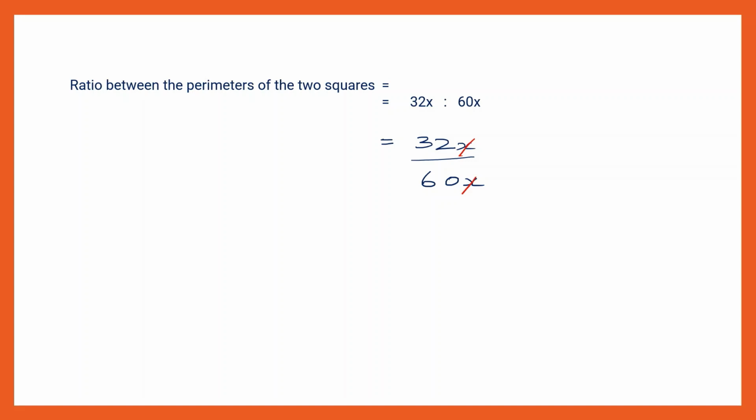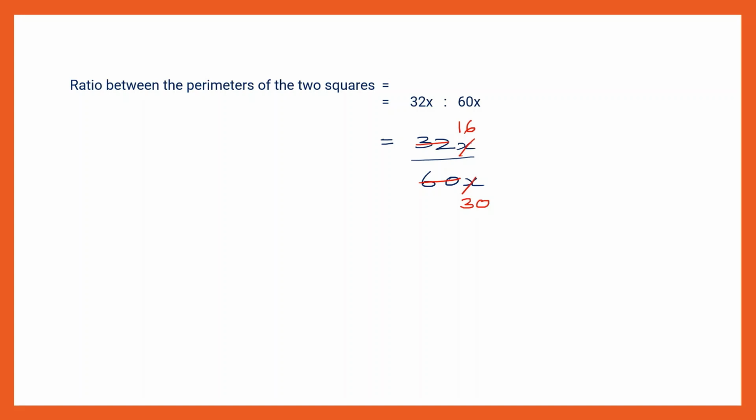2 into what is 32? 2 into 16 is 32. 2 into what is 60? 2 into 30 is 60. Remember to use the same number to reduce. So I have used 2 for both 32 and 60.